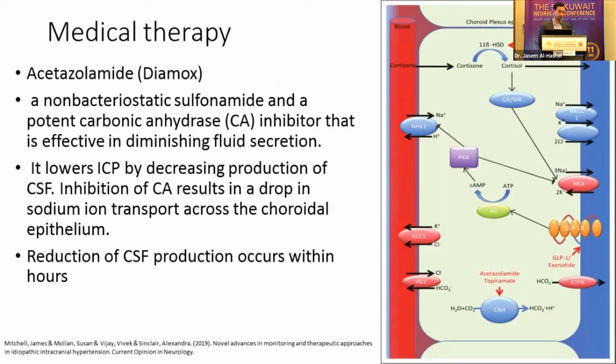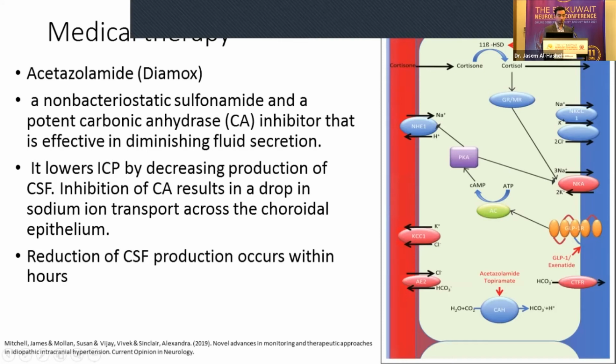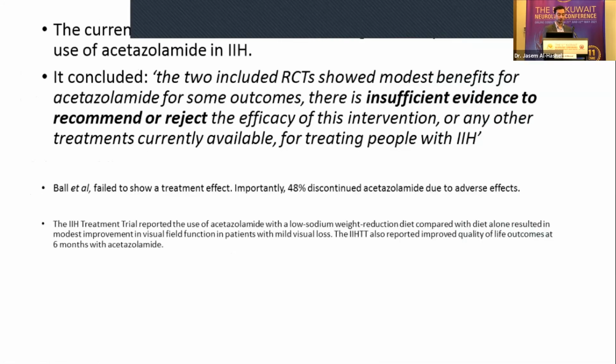The gold standard is acetazolamide or Diamox, which is a carbonic anhydrase inhibitor. It inhibits the carbonic anhydrase enzyme, which is responsible for ion transport in the choroid plexus, and this will reduce CSF secretion and reduce ICP. You can see it below in the diagram. Acetazolamide, and also topiramate, has carbonic anhydrase activity.